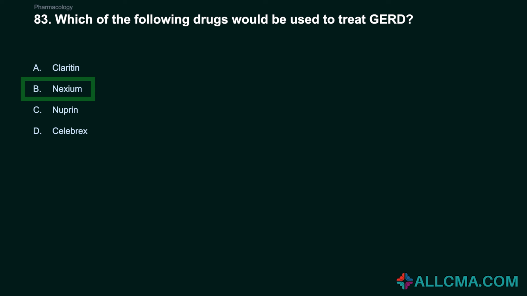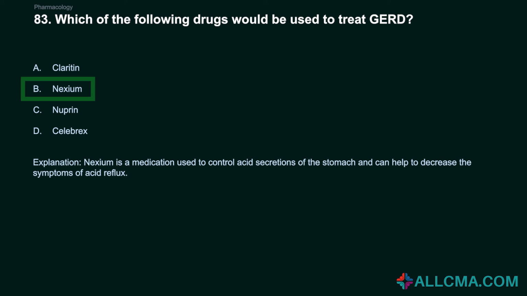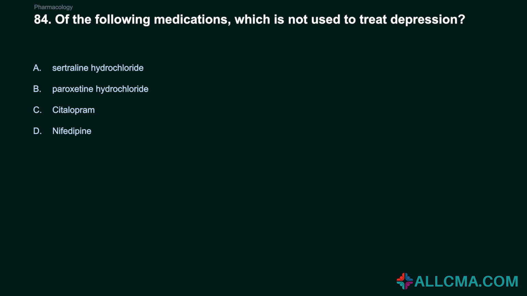Correct answer, B. Nexium. Nexium is a medication used to control acid secretions of the stomach and can help to decrease the symptoms of acid reflux. 84. Of the following medications, which is not used to treat depression?